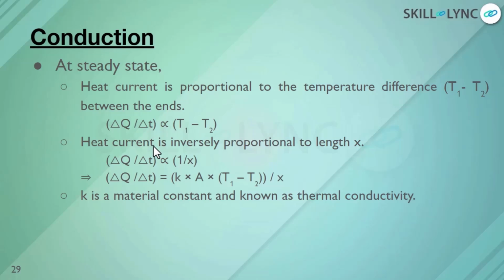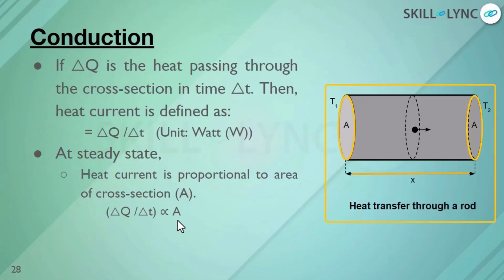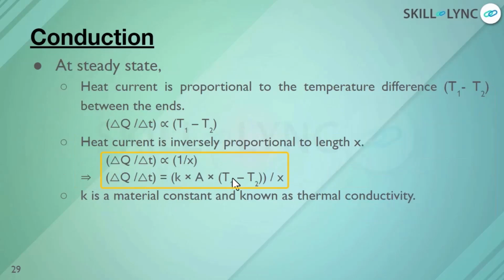Also, heat current is inversely proportional to the length x. Del Q by del T is inversely proportional to x, that is, proportional to 1 by x. Combining all three relations, we can write del Q by del T equals K into A into T1 minus T2 upon x. We have seen that del Q by del T is directly proportional to A, directly proportional to T1 minus T2, and inversely proportional to the length x.